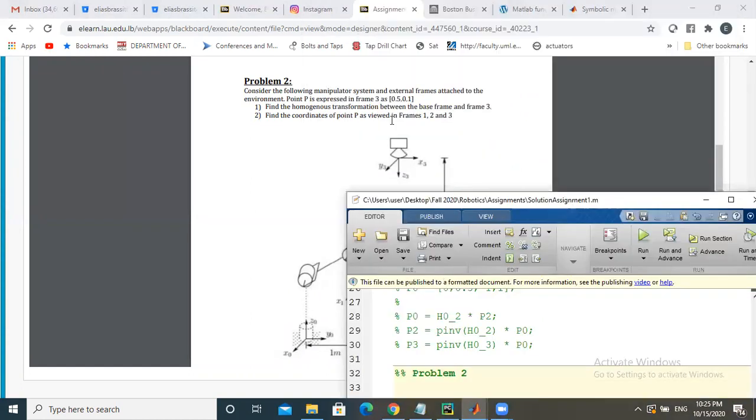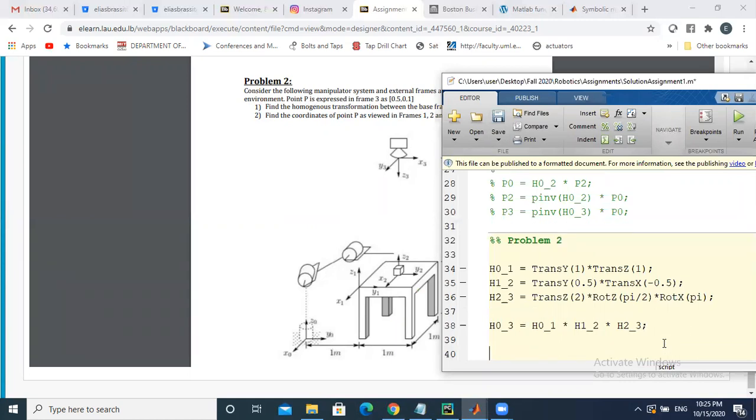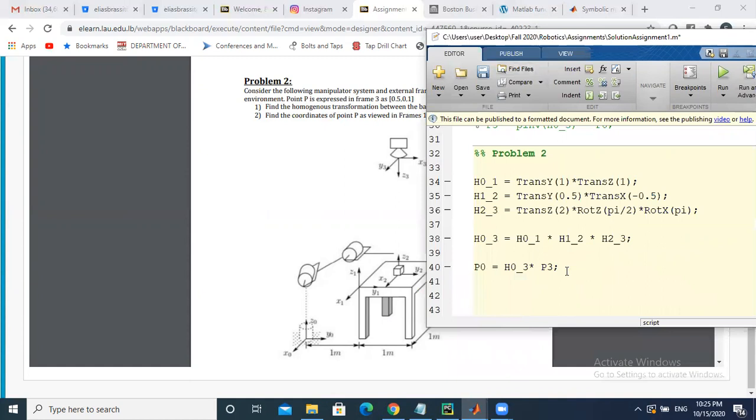And the other thing is that we need to find the coordinate of point P. Where is point P here? Point P is expressed in frame 3, right? So I can say that P0 is equal to H03 times P3. So P3 in frame 3, you have to multiply it by H03 to find that. Is that true or no? Yep, okay. So that is in frame 0.